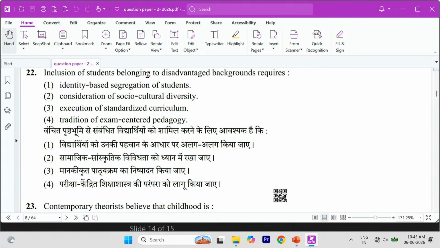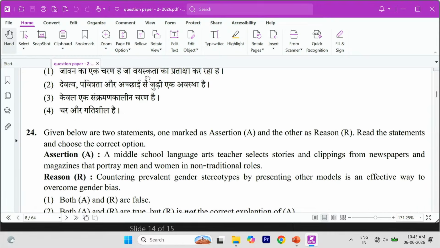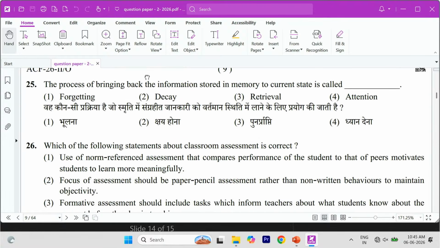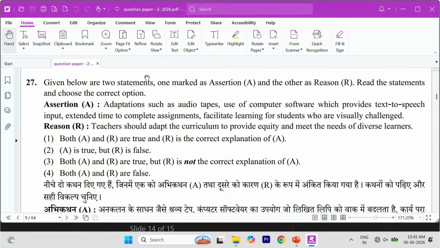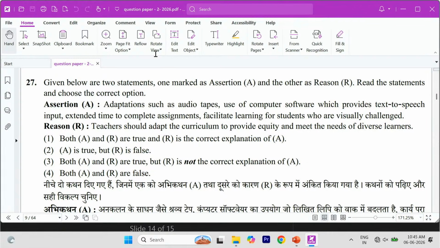So I hope you will get to know the answer. I leave this to you also. Then coming to question number 27. See, I'm going through this question paper, the last question paper, in detail so that you also get to know how to read the questions which come from this particular section, because it will help you to analyze.